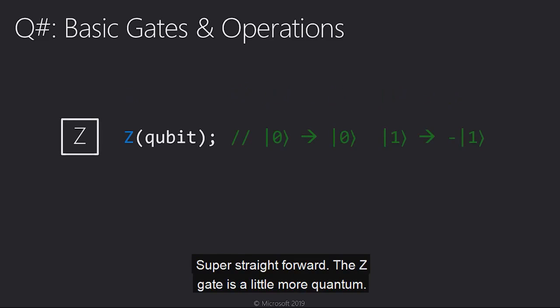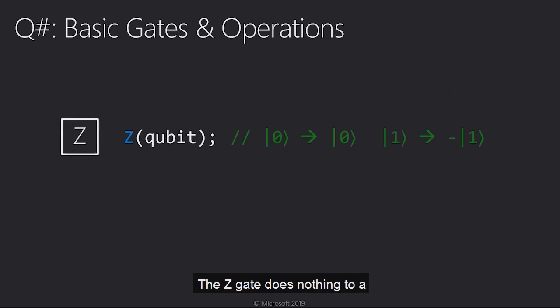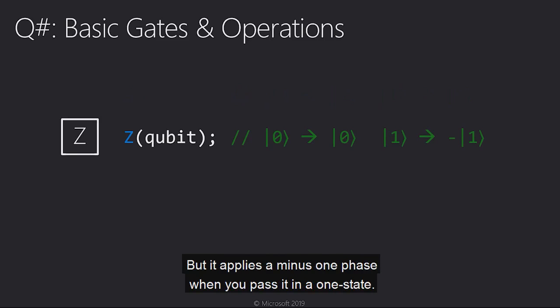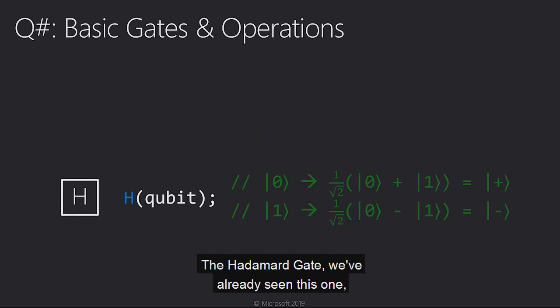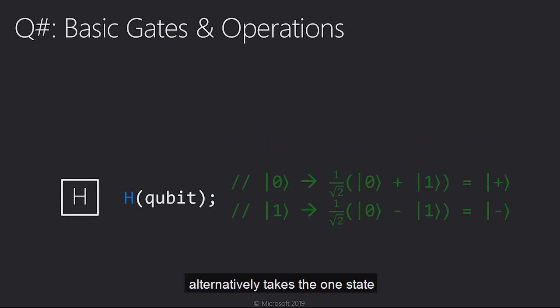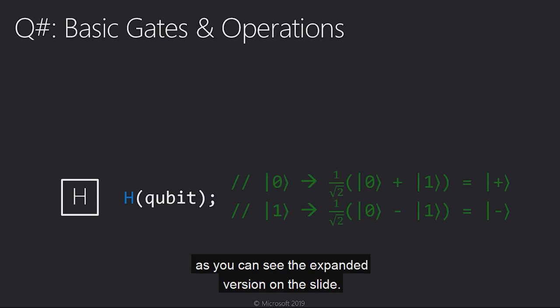The Z gate is a little more quantum. The Z gate does nothing to a 0, or a state that you put in when it's at 0, but it applies a -1 phase when you pass it in a 1 state. That'll be important for a few operations in a minute. The Hadamard gate, we've already seen this one, takes the 0 state to the plus state, and likewise, or alternatively, takes the 1 state to what we call the minus state, as we can see the kind of expanded version on the slide.